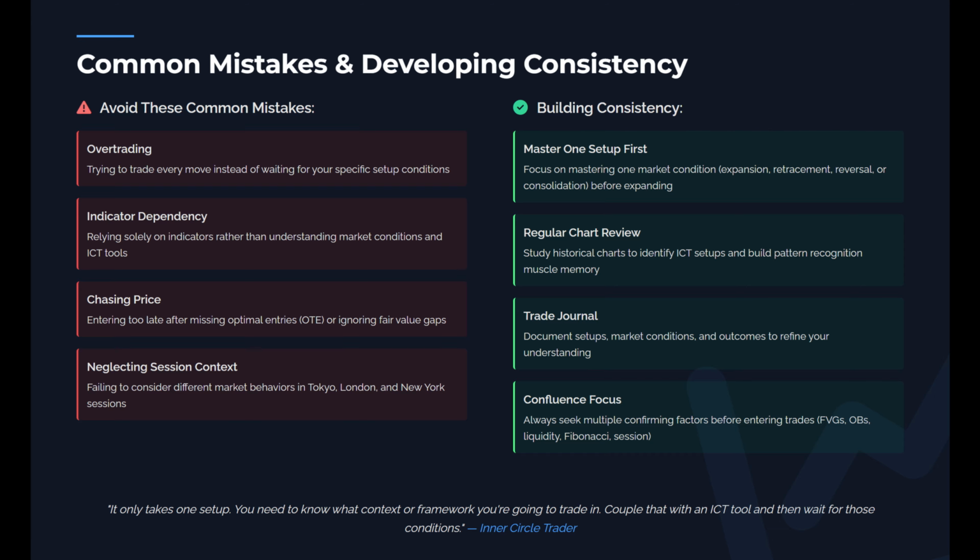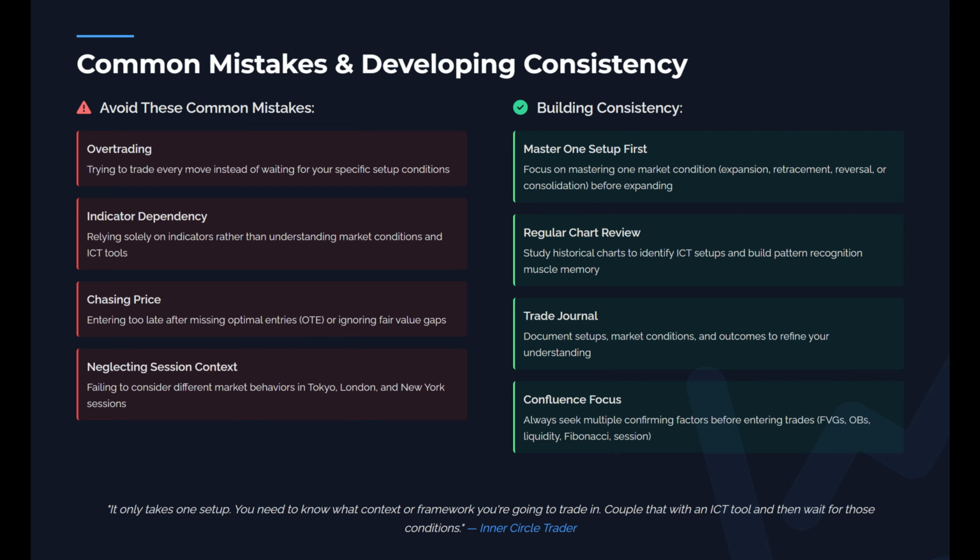Practice on demo accounts first. Paper trading might be boring, but it's much better than losing real money while you're learning. Finally, remember that trading is a skill that takes time to develop. Be patient with yourself. Focus on the process rather than the profits. And never risk money you can't afford to lose.